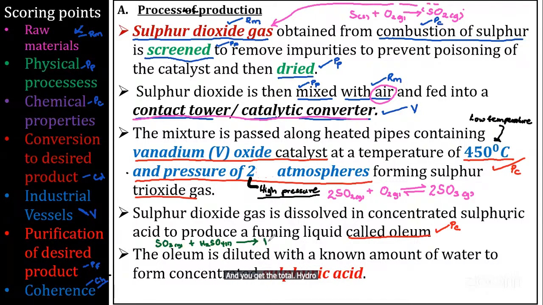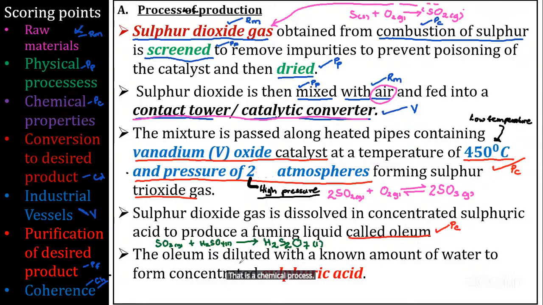Hydrogen remains 2. Sulfur, if I get this sulfur from sulfuric acid and I add on the sulfur from sulfur trioxide, the sulfur becomes 2. Then when I add up the oxygen, 3 from sulfur trioxide and 4 from sulfuric acid, I get 7 oxygens, and this is a liquid. So that liquid is known as the oleum. That is a chemical process.